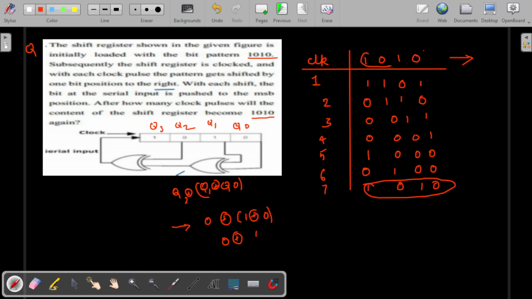So here is the thing. This is the initial condition, which is at the 0th clock. After 7 clock pulses we were able to achieve the output. So the answer is 7. We needed 7 clock pulses. This is the correct answer. I hope you guys are able to understand the things, right?